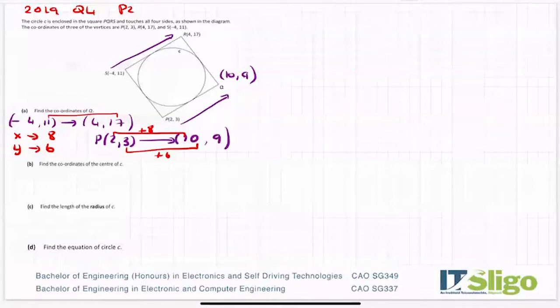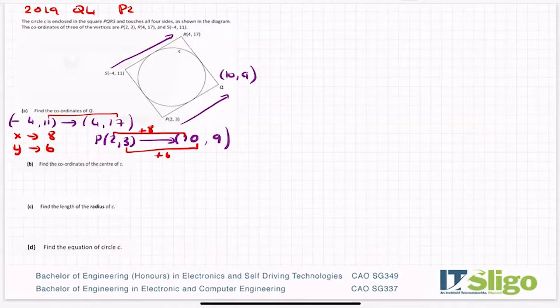Okay, find the coordinates of the center of C. So to get the center of C, it is going to be halfway through any of the diagonals. So I could get halfway between (4, 17) and (2, 3), or I could get halfway between S and Q. Okay, I'm going to choose P and R. Just in case I make a mistake in the piece I worked out, it is always good practice to use the points in the question to protect yourself in case you made a mistake.